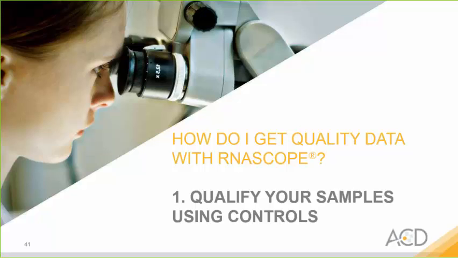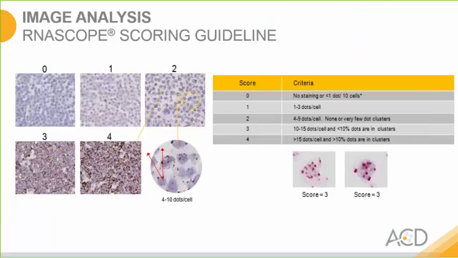Okay, so I have given you some pointers for each specific assay. Next, I would like to cover how to optimize the assay so you can achieve the best results. So how do I get quality data? The first step is really to qualify your sample using controls. So we have semi-quantitative scoring guidelines where we assign a score from 0 to 4, depending on the number of dots you're seeing. So for example, if you have 4 to 9 dots per cell and none or very few dot clusters, we'll assign a score of 2.